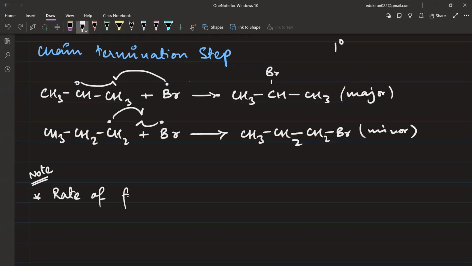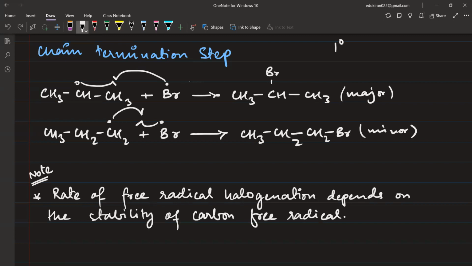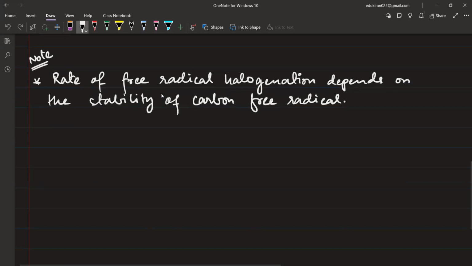Rate of free radical halogenation depends on the stability of the carbon free radical. Okay, so right.